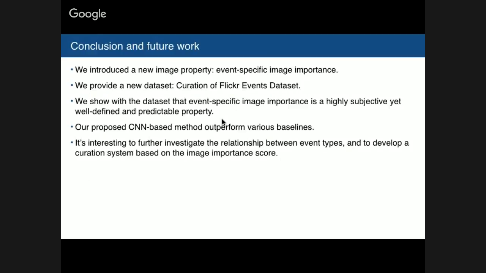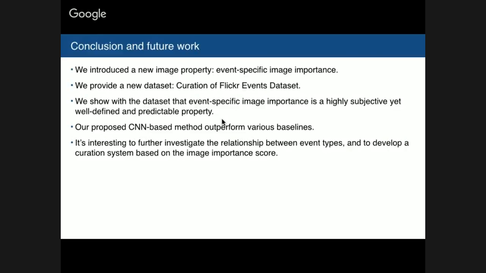And finally, the conclusion and future work. So we have several steps. First, we introduced a new image property, which is event-specific image importance, a very long name. And second, we provide a new data set to study this problem. And third, we show with the data set that this event-specific image importance property is highly subjective, but is still well-defined and predictable. And finally, we propose a CNN-based method, and our proposed method can outperform various baselines as we compare.